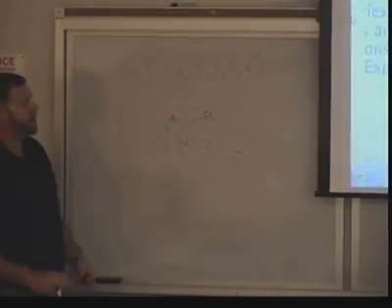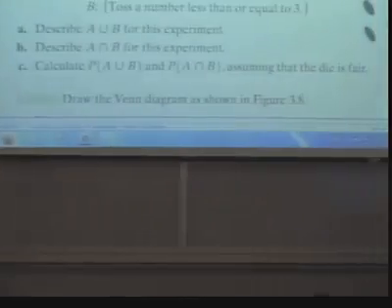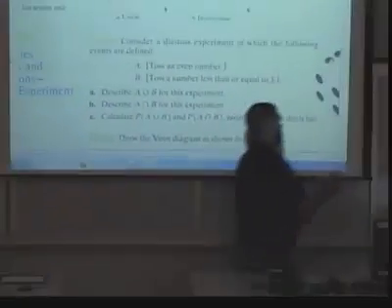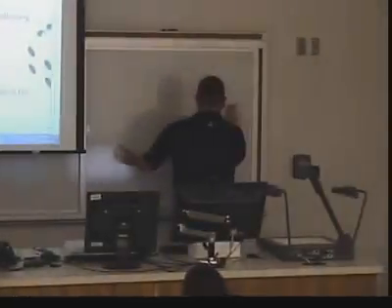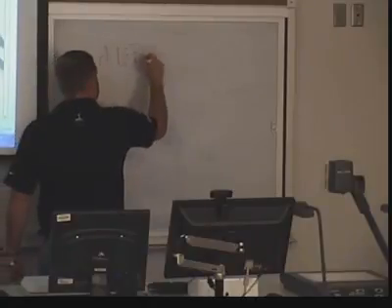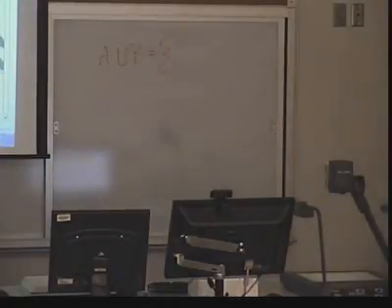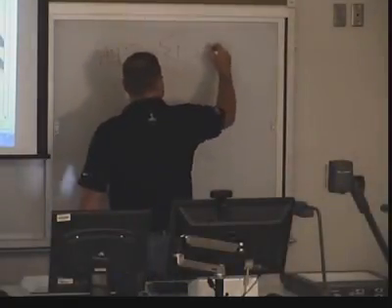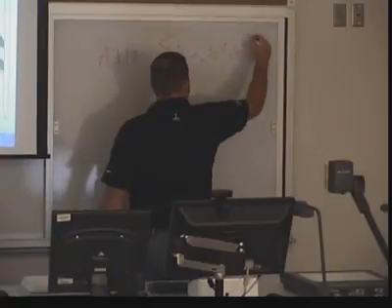So part A says describe A union B. So let's write it in set notation. What are the numbers that are in A union B? So what is the set A union B? How is it different than S? What's not in A union B that's in S? 5. So our set A union B would be 1, 2, 3, 4, skip 5, and write 6. So that's the answer to part A.